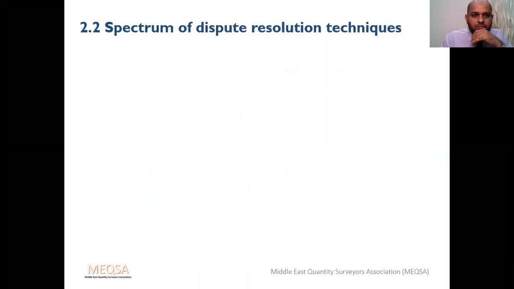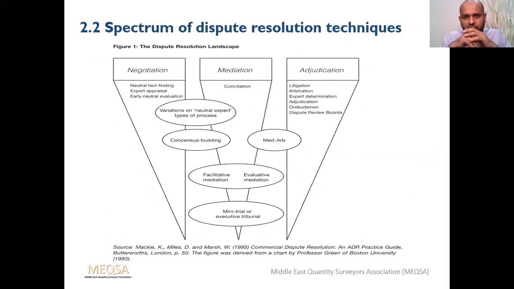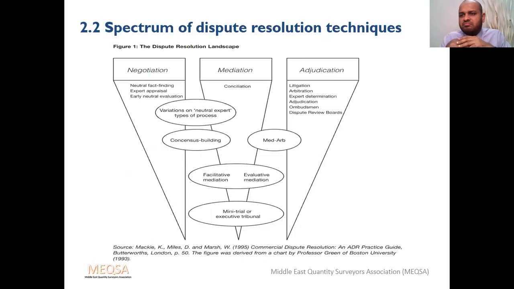So in general, this is the spectrum, the range of dispute resolution. At the very minimum level is negotiation, in the form of meetings or project meetings. You do this negotiation every day. What is negotiation? Very simply, we are going for an issue, so both parties come up with a solution, and midway they agree. We'll go into detail.